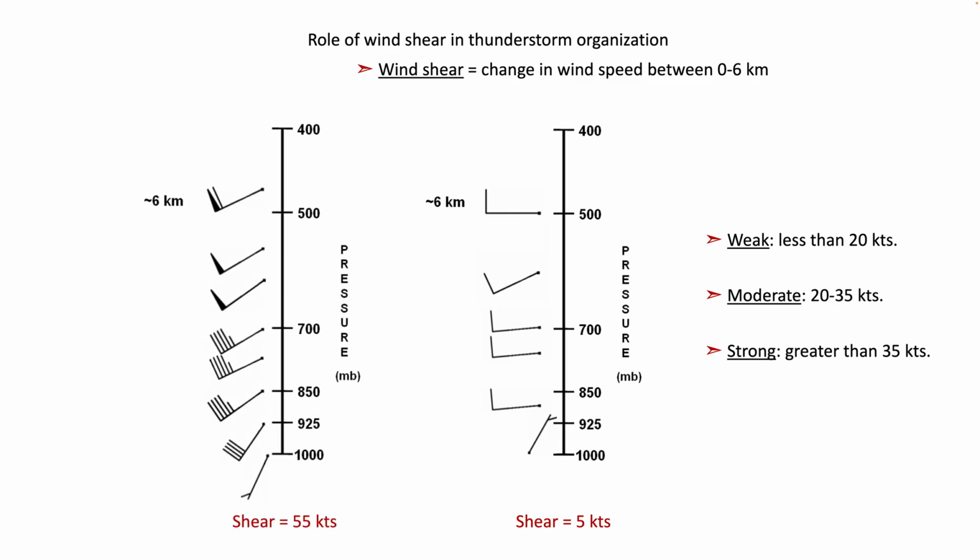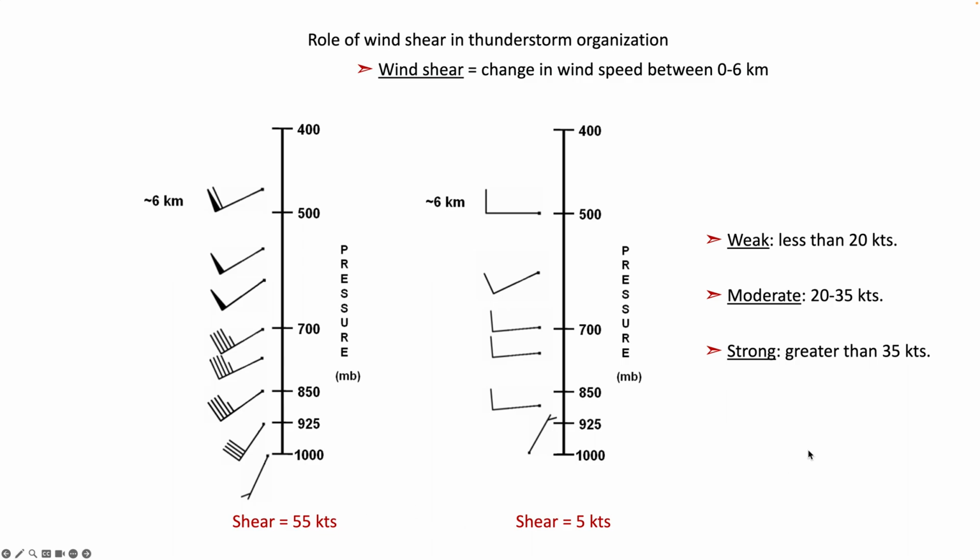And here is an example of a profile where we get very, very strong wind shear. So again, you can see in this example, we have 5 knots at the surface, and we move up to 60 knots by the time we get a little bit higher than 500 millibars, or again, just 6 kilometers. So this is 55 knots of vertical wind shear.